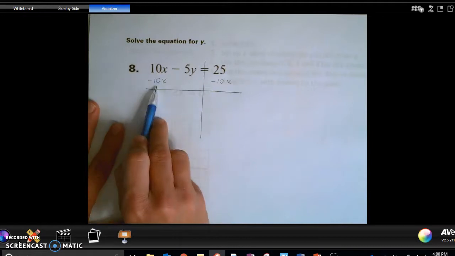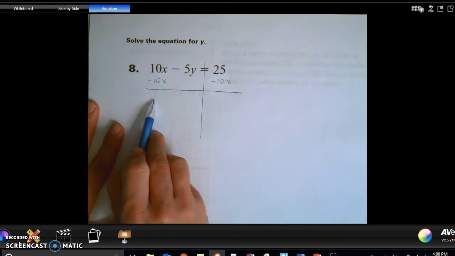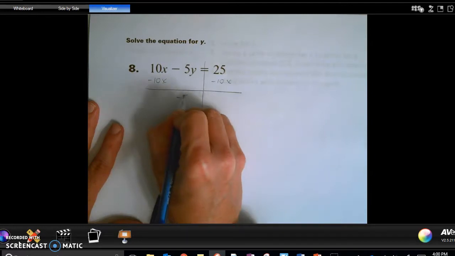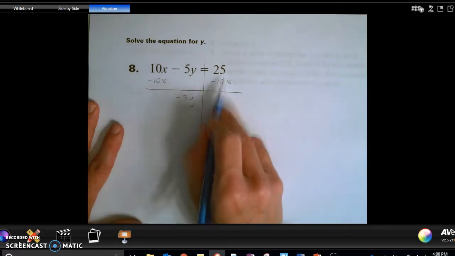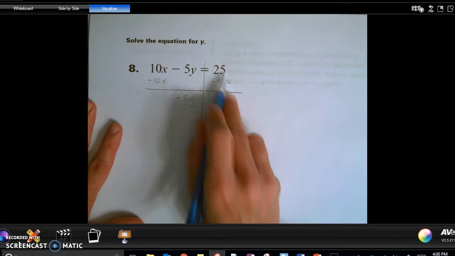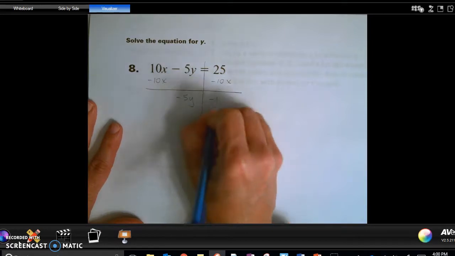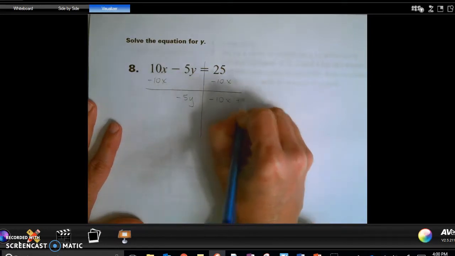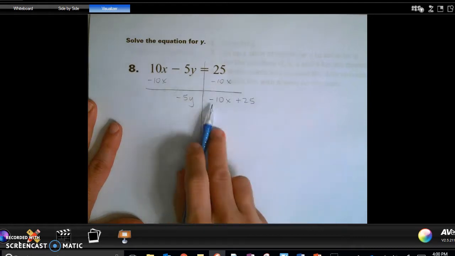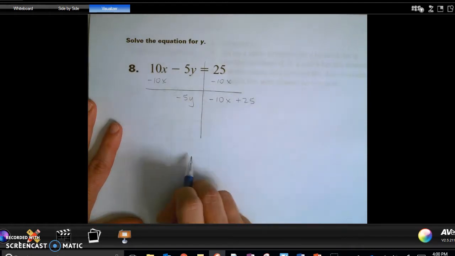10x minus 10x, those are additive inverses, so that is 0. So all I have left over here is -5y. Over here, I have two terms that are not like each other, so these cannot combine. So I'm going to write it as -10x plus 25.